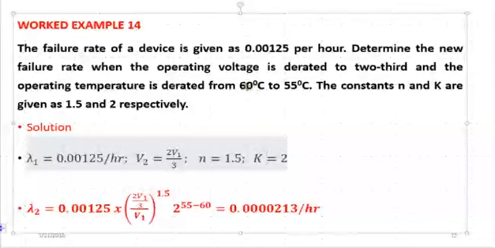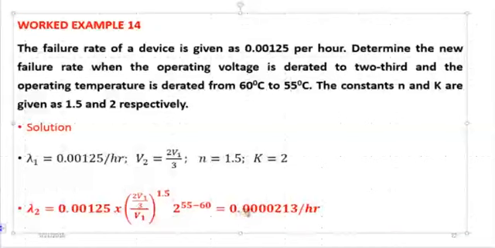Also, the two temperatures are given here. This is my T1, this is my T2. Substituting everything here, lambda, this is my V2 over V1. You can see these Vs will cancel. I'll be left with 2 by 3 raised to power this, and here I have 55 minus 62 raised to power that.